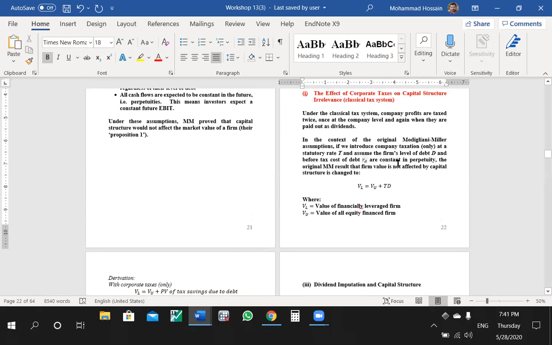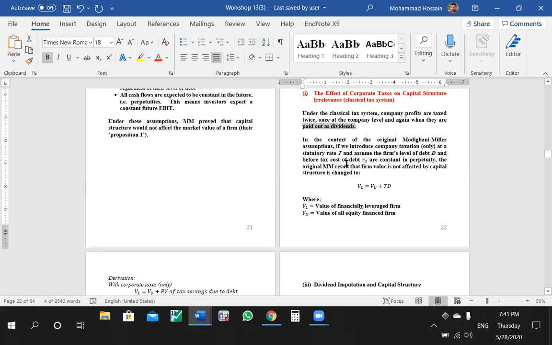Under the classical tax system, company profit is taxed twice: once at the company level and again when it is paid out as dividends. In the context of the original MM assumptions, if we introduce company taxation only at a statutory rate T, and assume the firm's level of debt D and the before-tax cost of debt RD are constant in perpetuity.